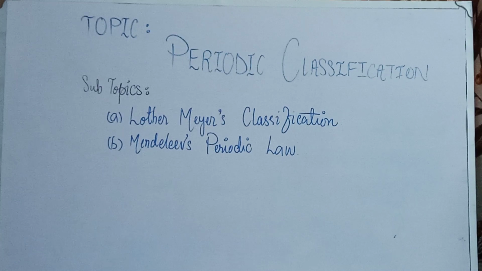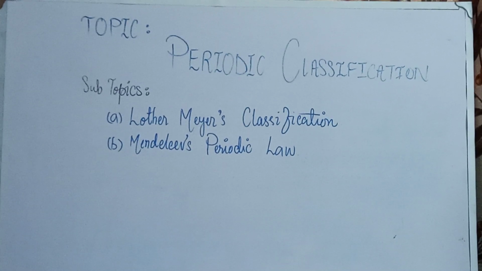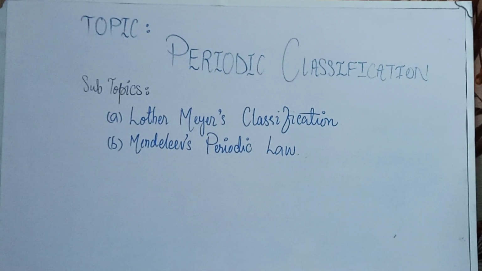A German chemist, Lothar Meyer, published an incomplete periodic table in a book in 1864, and he extended it in 1869 to include 56 elements arranged in groups from group 1 to group 8.